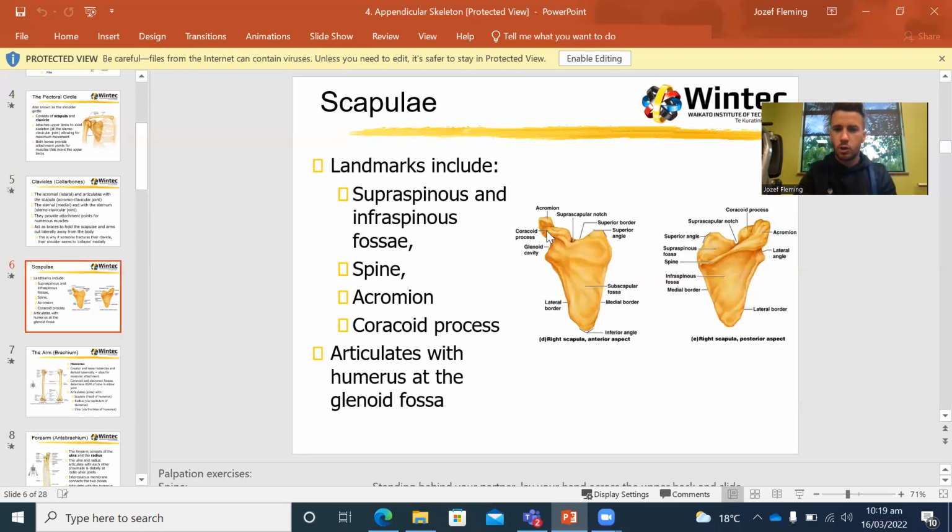Just make sure we understand the landmarks for the scapula. And then also when we go into the humerus and down into the forearm, make sure we understand the landmarks of each of the bones, because they are important, like I said, either for articulation with other parts of the body to create joints, or for attachments for the origin or insertion of muscle.